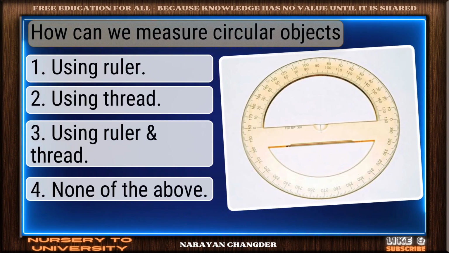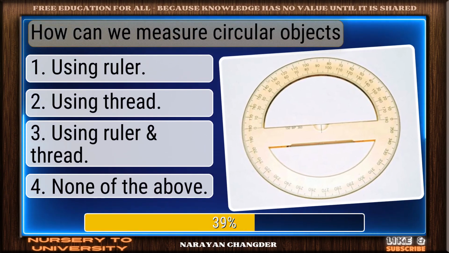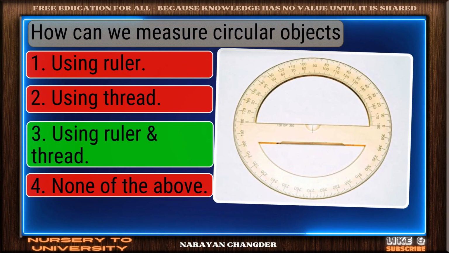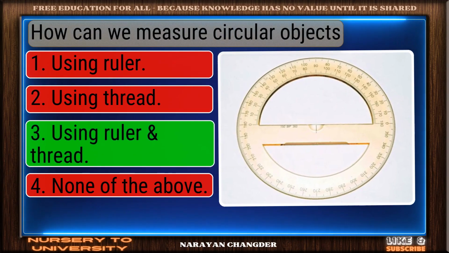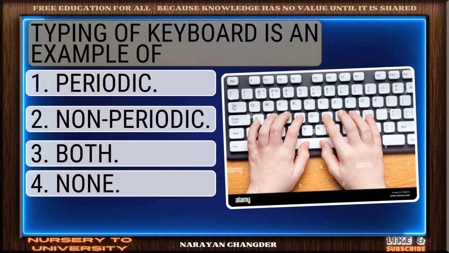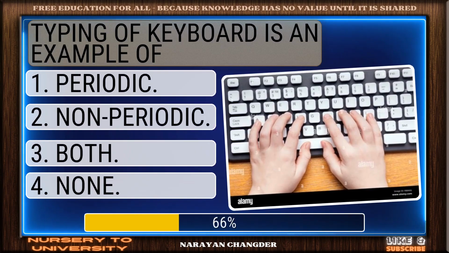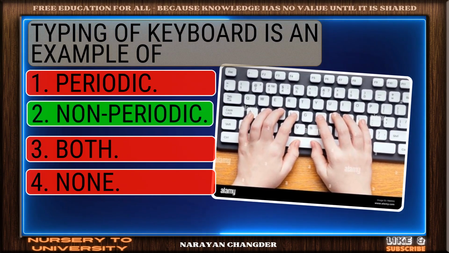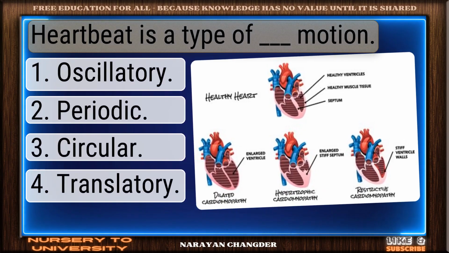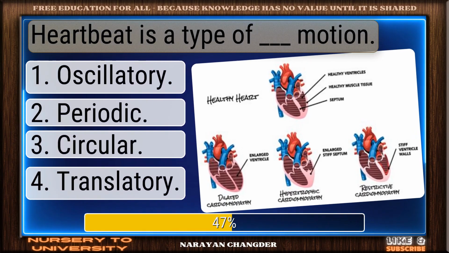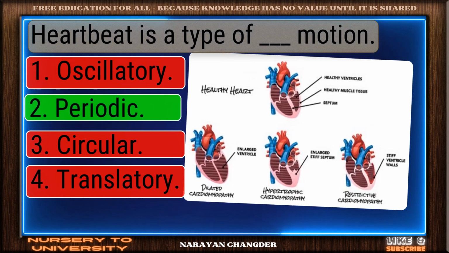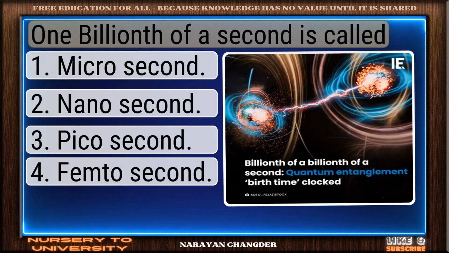How can we measure circular objects? On track. Using ruler and thread is the correct answer. Typing of keyboard is an example of. Sharp thinking. Non-periodic is the right choice. Heartbeat is a type of dash motion. Great job. Periodic is the accurate answer.